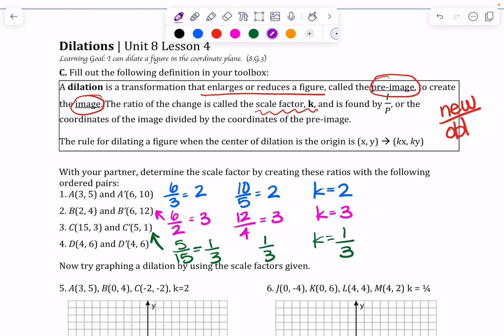And then on this last one, it's starting at 4 and going to 4, and starting at 6 and going to 6. So on this one, the scale factor would be 1. It's not getting any bigger or any smaller. It's staying exactly the same.